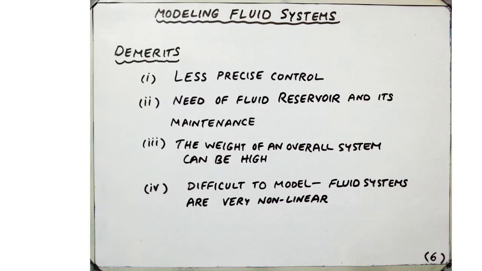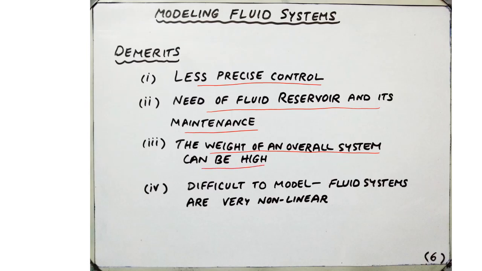At the same time, there are some demerits of fluid-based systems. One of them is that it is difficult to control the systems, so controllability becomes an issue. The other overhead is that we need a separate fluid reservoir in most cases, which often requires periodic maintenance and upkeep. And the weight of an overall system increases partly because we need to include the weight of the reservoir and all the accessories to transmit the fluid.